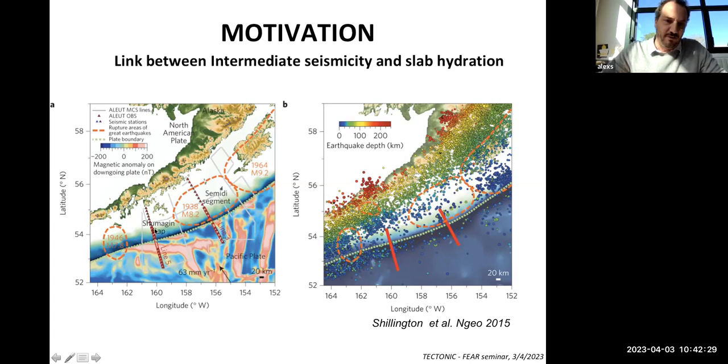reflection and refraction paper along the Aleutian subduction zone, where two seismic surveys were performed, along the Shumagin gap and along the Semidi segment. If you look at the production of intermediate depth seismicity here in yellow and red, what you see is that there is a lot of intermediate depth seismicity just north of this Shumagin gap, and there is almost no intermediate depth seismicity below this Semidi segment.